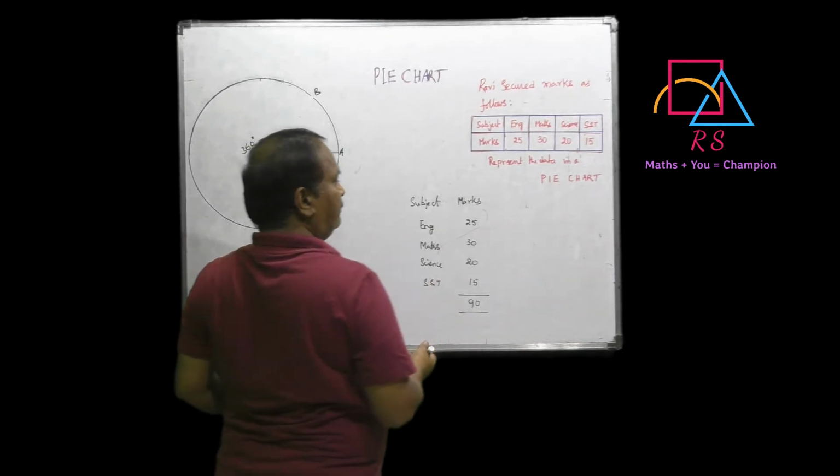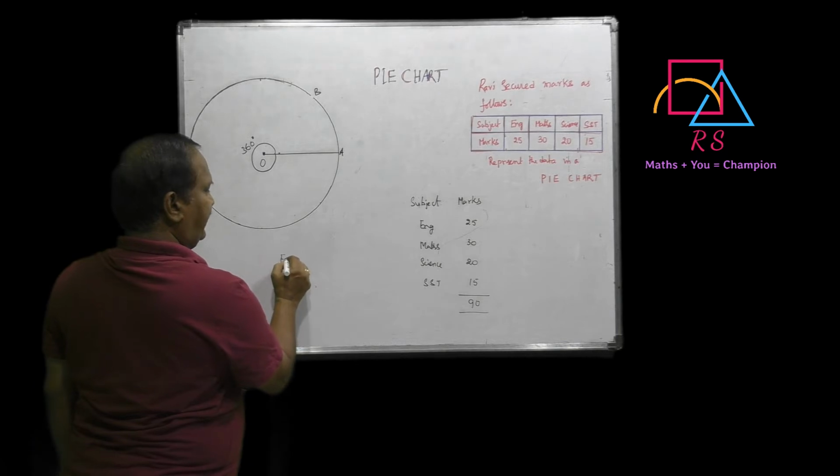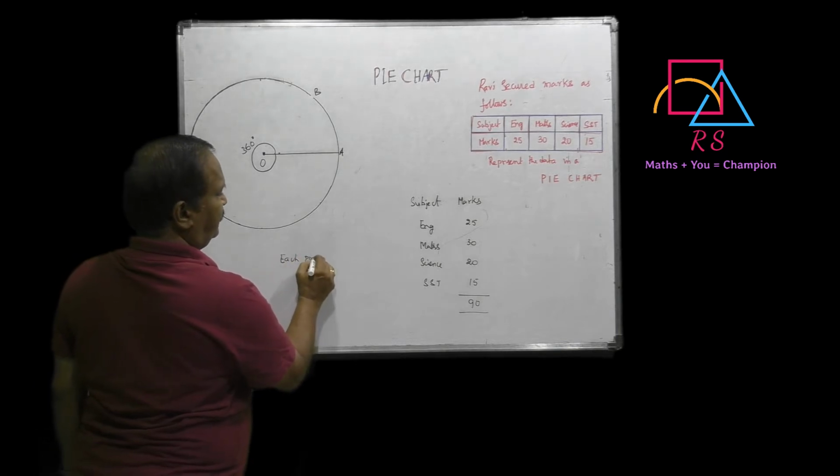So how will it come? Each part is how much? Each part is equal to, how are you going to get it?